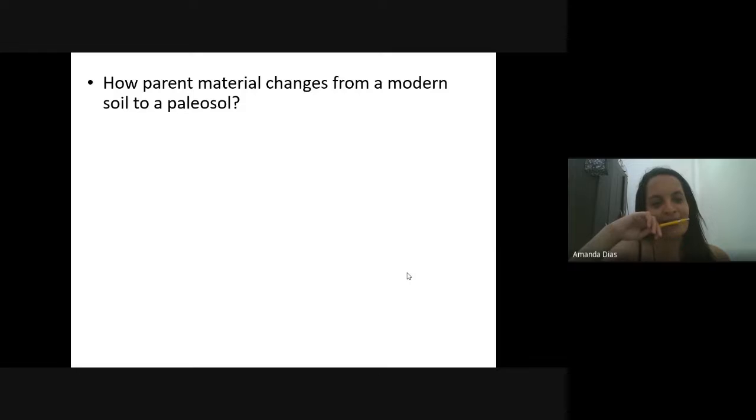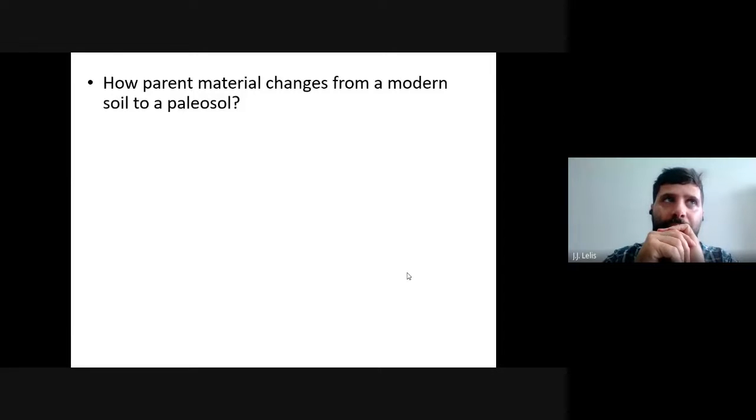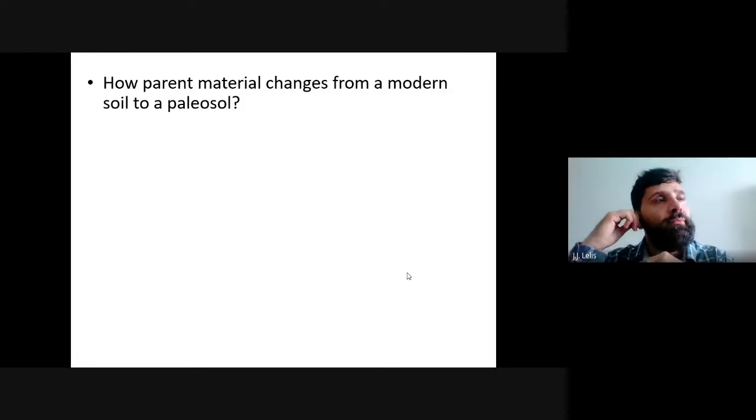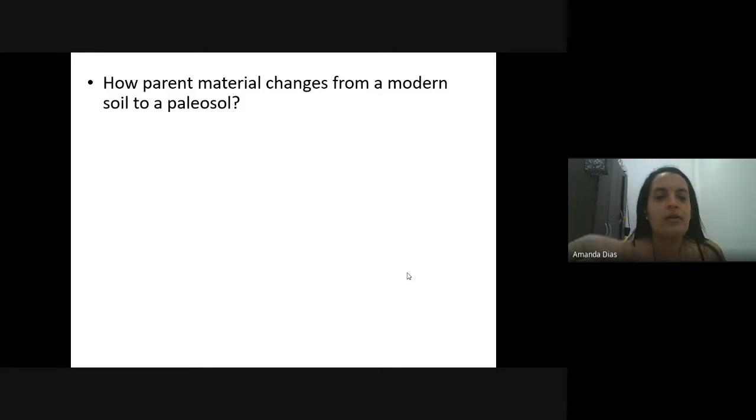Because different reliefs cause different materials, different parent material in the different parts of the area, and the transport of this parent material for this formation. I don't know more.